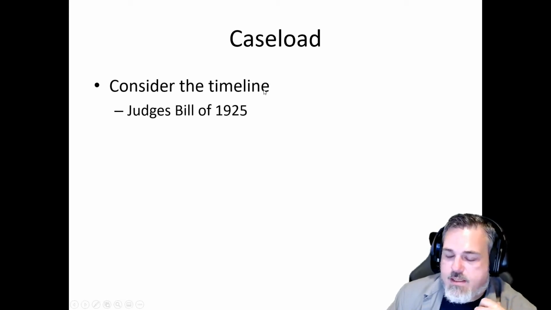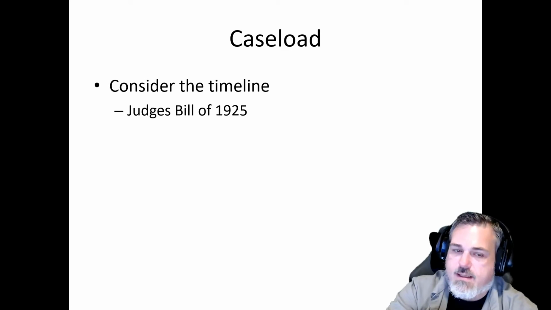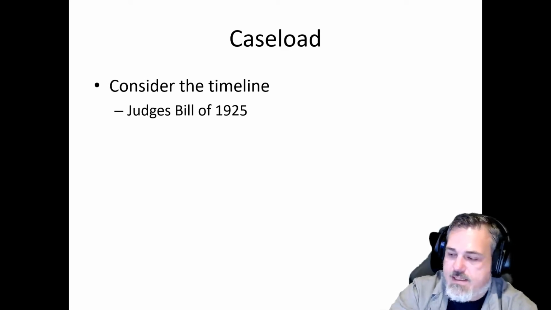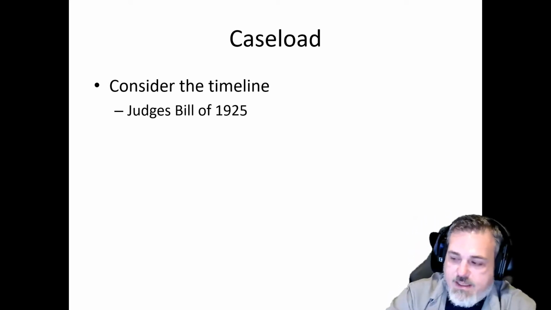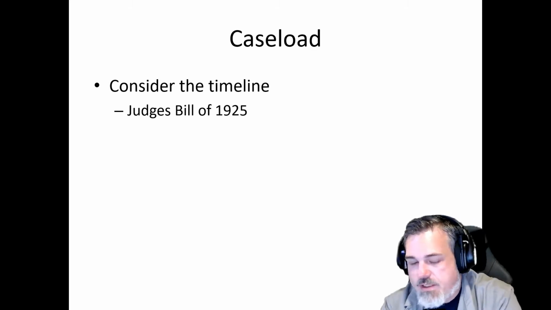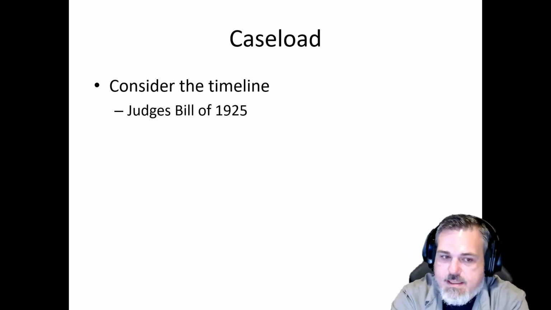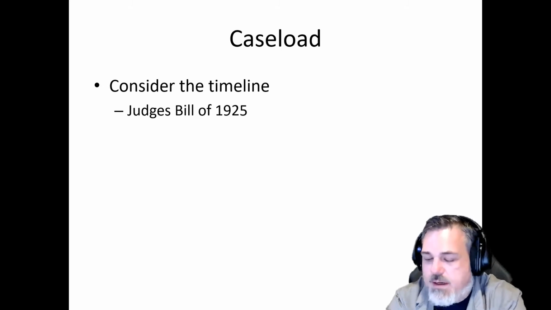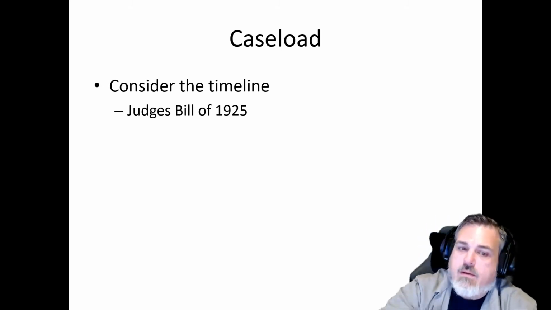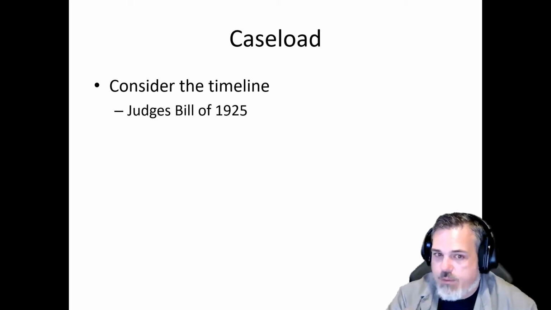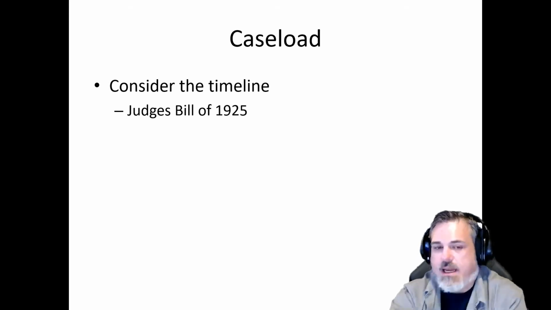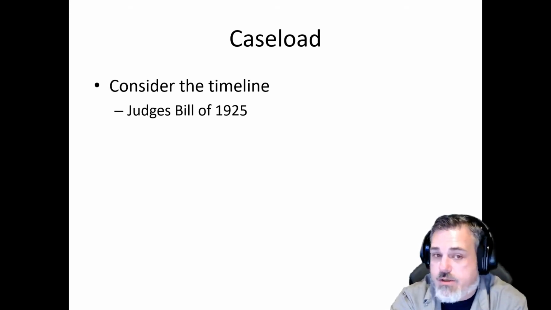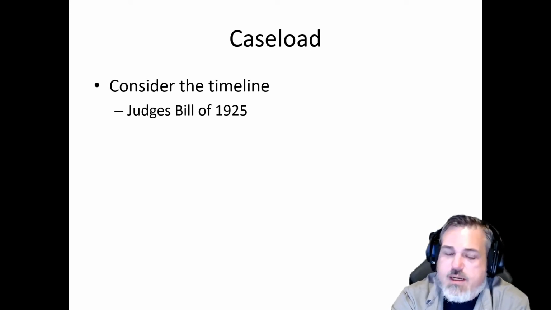So when we look at the caseload, we have to realize that the caseload of the United States Supreme Court has declined considerably over time. That is, the number of cases that the Supreme Court decides in a given year has dropped significantly. And the beginning of that significant drop comes with the enactment of the Judges' Bill of 1925. Now, the Judges' Bill of 1925 did a number of good things for the judiciary. But most central to this idea of caseload is it gave the Supreme Court what is known as discretionary jurisdiction. Now, discretionary jurisdiction is the ability of a court to decide what cases it wants to hear.